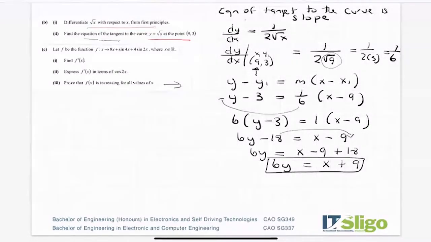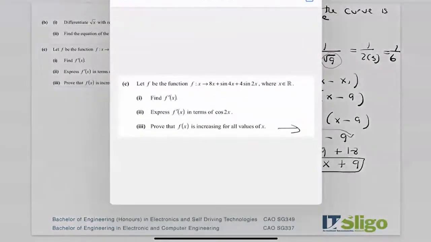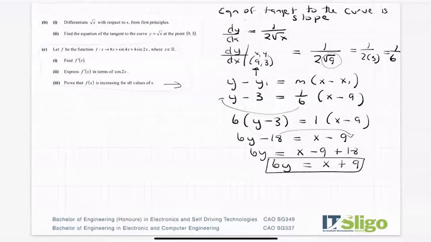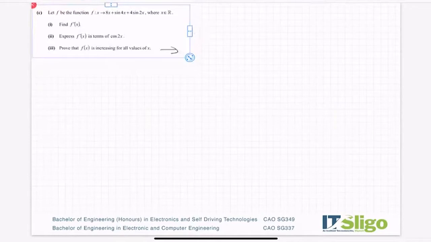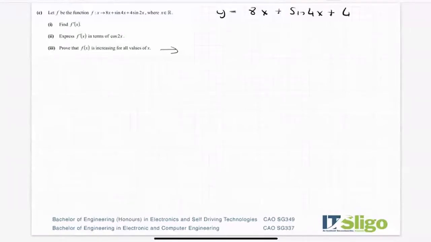Okay, let's try part C. Let f be the function f of x is 8x plus sine 4x plus 4 sine 2x. Find f dash of x. Well, it starts off okay. It's 8x, it's sine 4x, it's 4 sine 2x. So no product. It's never a product when we've got pluses and minuses in the middle. You just take each term and you differentiate them separately.